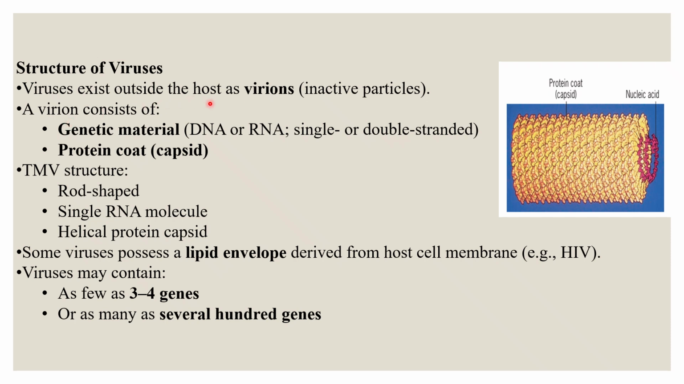Viruses exist outside the host as virions. These are inactive particles. A virion consists of genetic material and a protein coat. Genetic material can be DNA or RNA, and it may be single stranded or double stranded. In the case of tobacco mosaic virus, it is rod shaped. It has a single RNA molecule and a helical protein capsid.